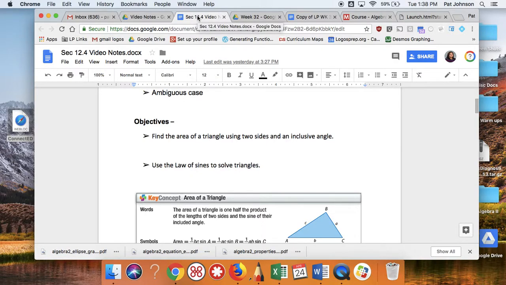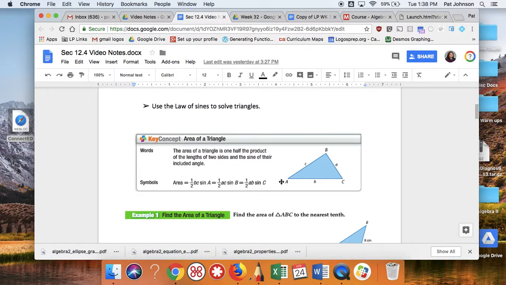Hello, this is the video for section 12.4, Law of Sines. In this section, we're going to find the area of a triangle using two sides and an inclusive angle. We're also going to learn the law of sines, and use it to solve triangles. So let's first start with the area of a triangle.